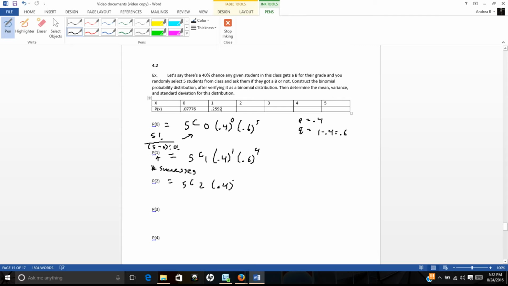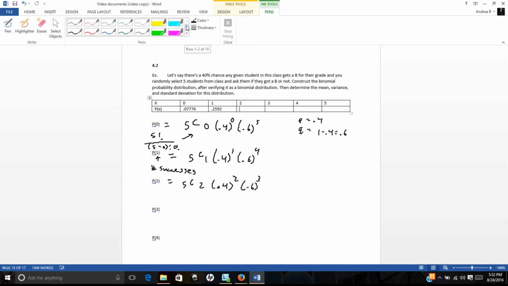So for the next one, we want 2 successes, so we'd have 0.4 to the 2, and then 0.6 to the 3. So that way we have a total of 5. 2 of them are successes, 3 of them are failures in this case.